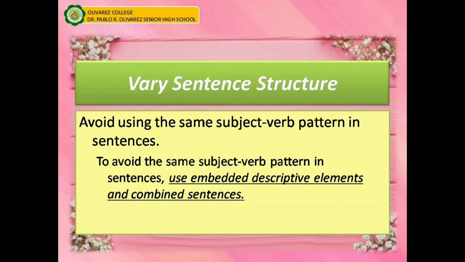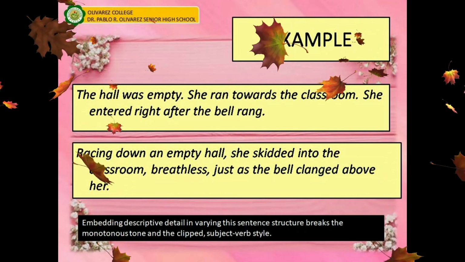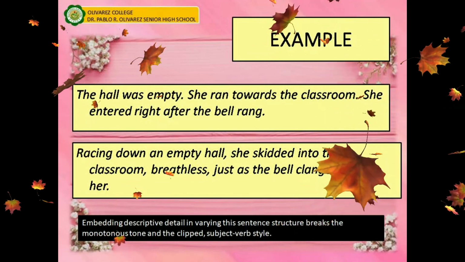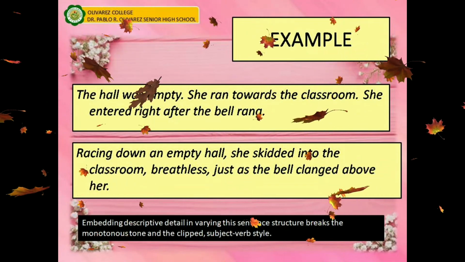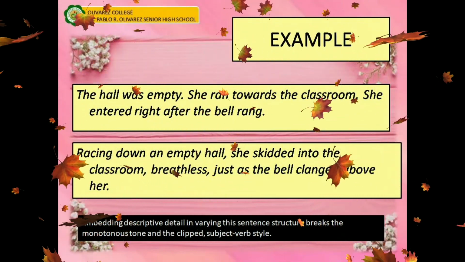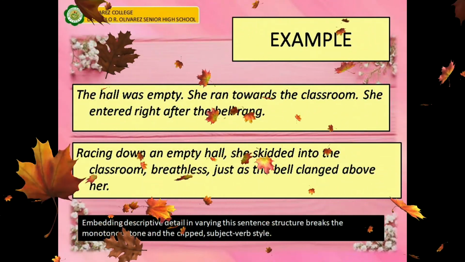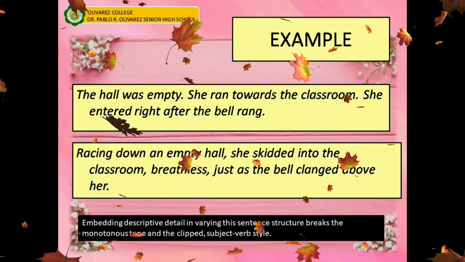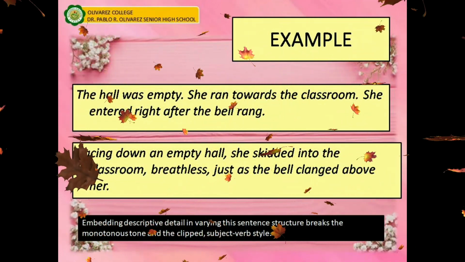Let's have this example. The hall was empty. She ran towards the classroom. She entered right after the bell rang. And the second one, racing down an empty hall, she skated into the classroom breathless just as the bell clanged above her. Embedding descriptive detail and varying the sentence structure breaks the monotonous tone and the clipped subject-verb style.